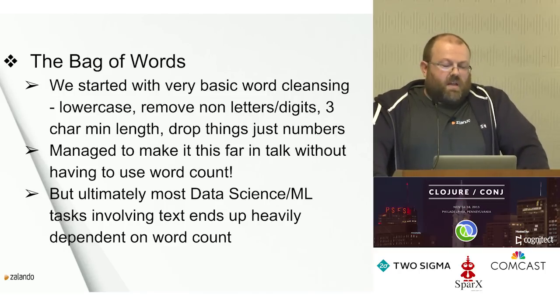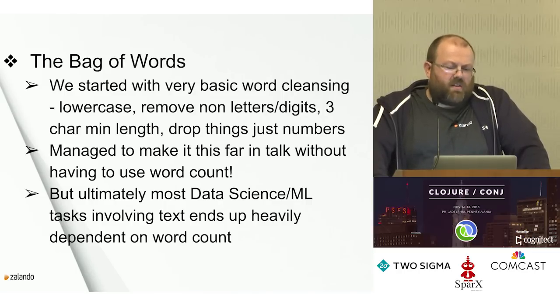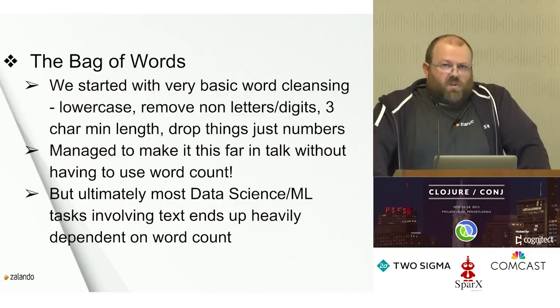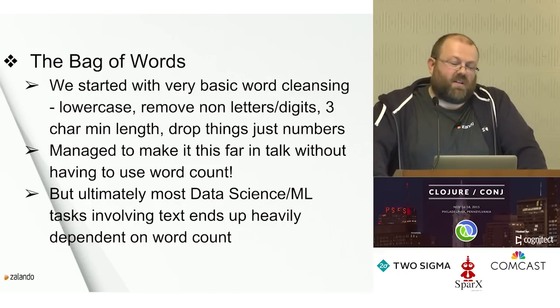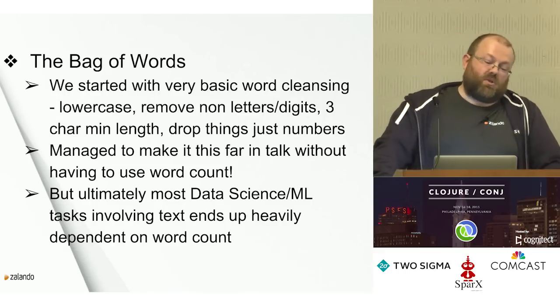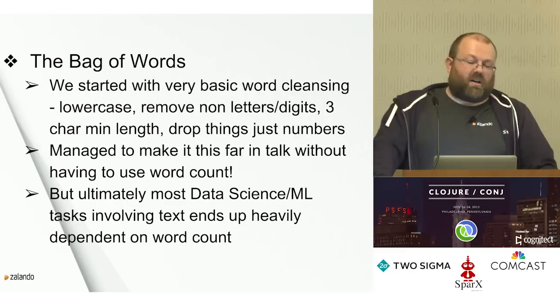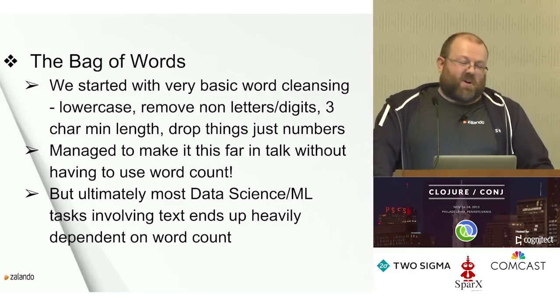We started with very basic word cleansing: just lowercase stuff, removed punctuation, basically removed anything that wasn't a letter or a digit, said it has to be 3 characters in length. Just drop anything that's purely numbers. When you're doing data science with text, word count is hugely important, so you can't avoid it. The bag of words and things you do with the bag of words, it sounds really boring at first, but you spend a lot of time on it.